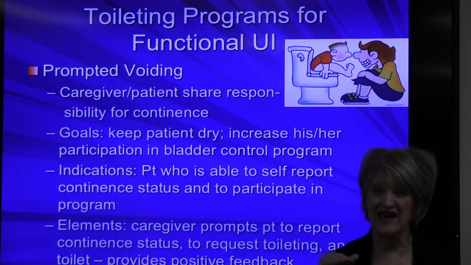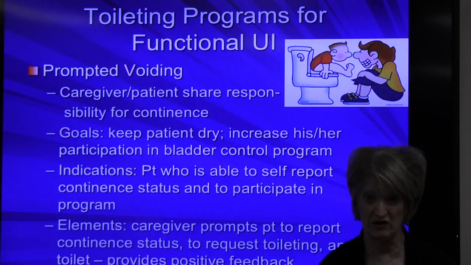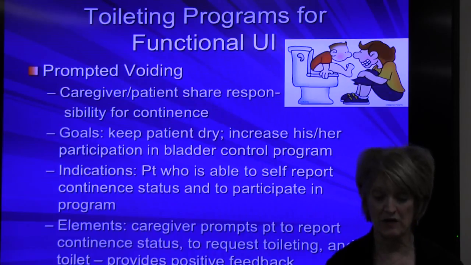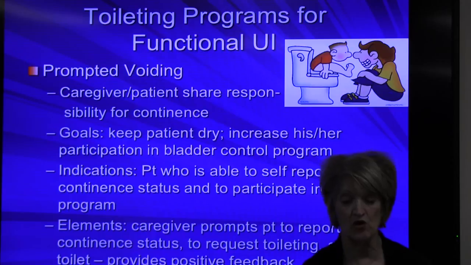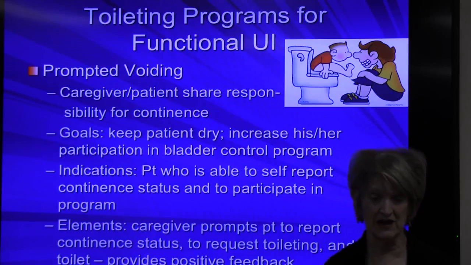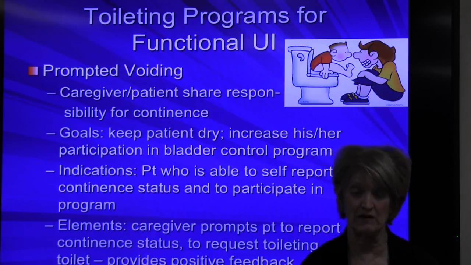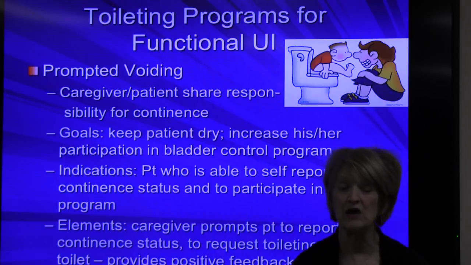Obviously, the patient has to have a higher level of cognition so that when I say to this patient, Mary, are you wet or are you dry? Mary has to be able to accurately self-report and has to be able to actively cooperate with the toileting program. So basically the way prompted voiding works is I go to the bedside, I say to the patient, Mary, I'm back to take you to the bathroom. You were dry last time I was in. Are you still dry or are you wet?